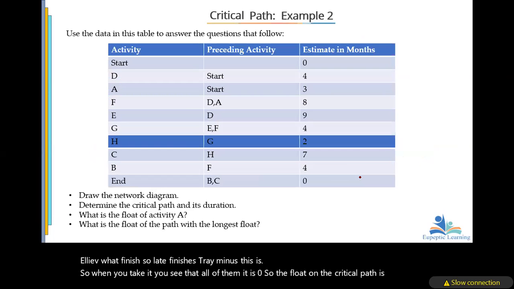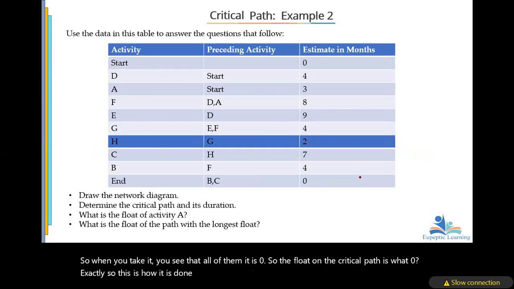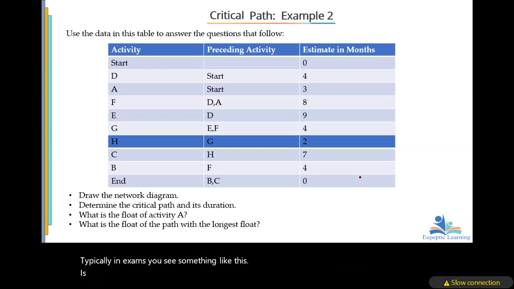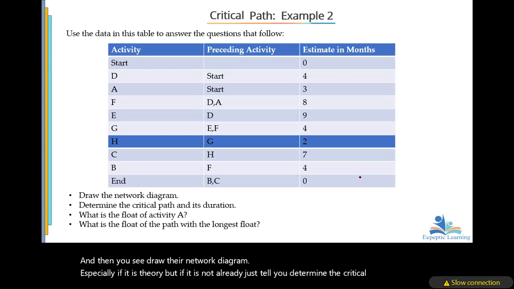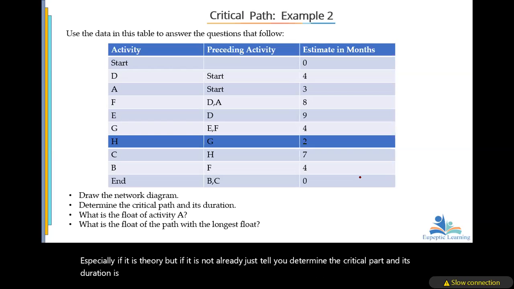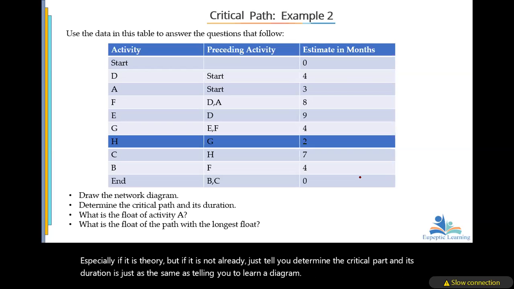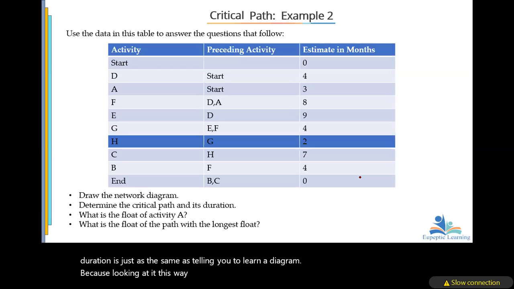So typically in exams, you see something like this, and then they'll say, draw the network diagram, especially if it is theory. But if it is not theory, they'll just tell you, determine the critical path and its duration, which is the same as telling you to draw the diagram. Because if you don't sketch it, to be very honest with you, you will not know the critical path. You get it wrong.